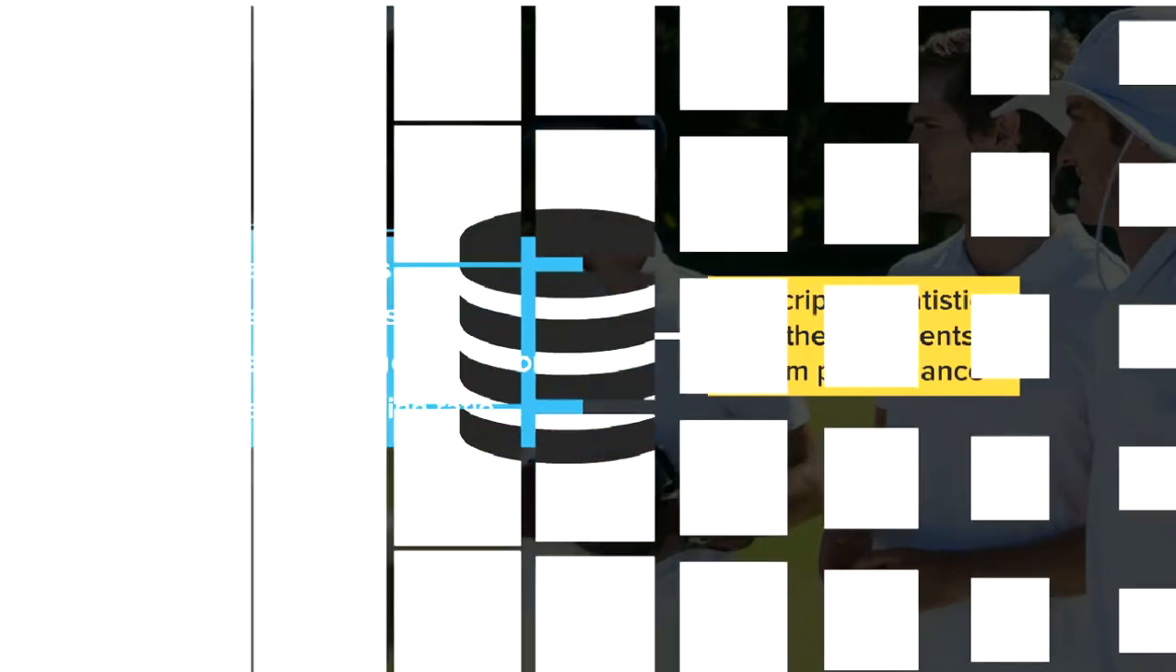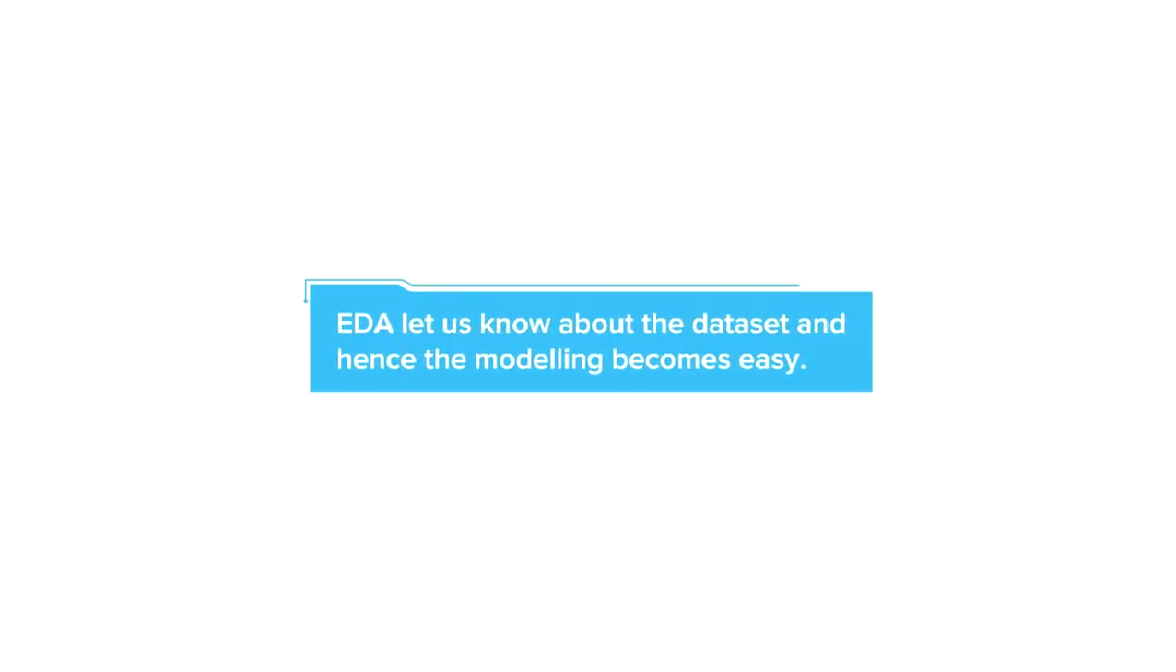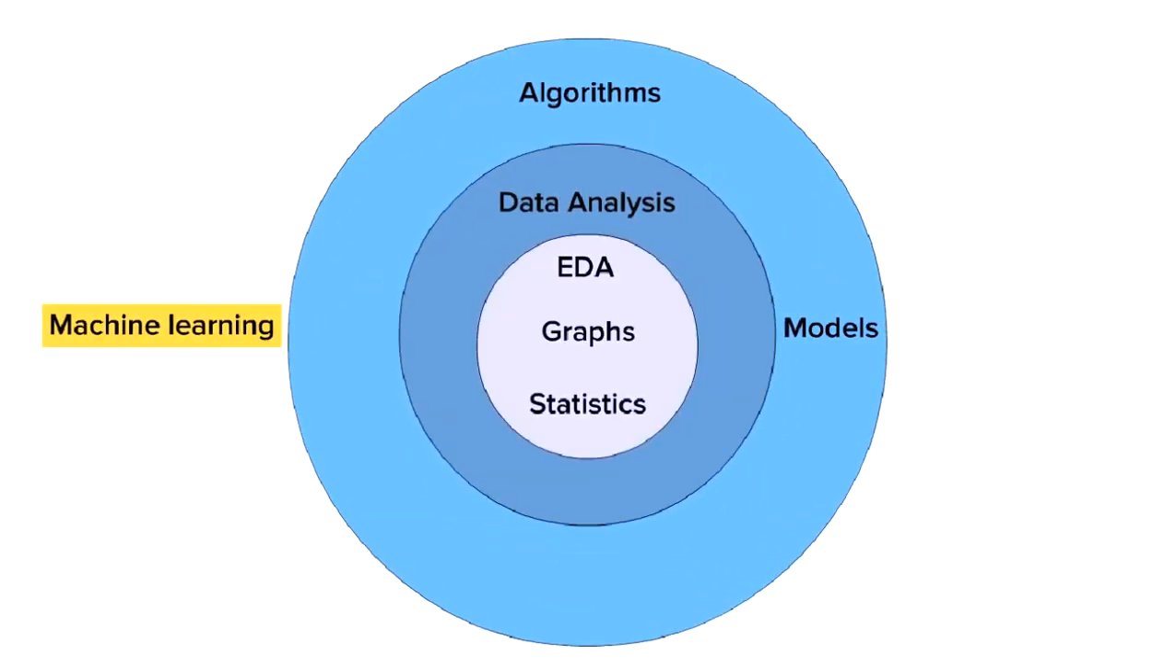Before we start any modeling on a dataset, it is always necessary to know about the variables that we will be dealing with, and hence EDA comes into the picture. If we have EDA, we know about the dataset and hence our modeling becomes easy. This can be summarized in the diagram given on the screen. Using machine learning, we create models where we do data analysis using different algorithms. We also explore the data using different methods for the EDA.